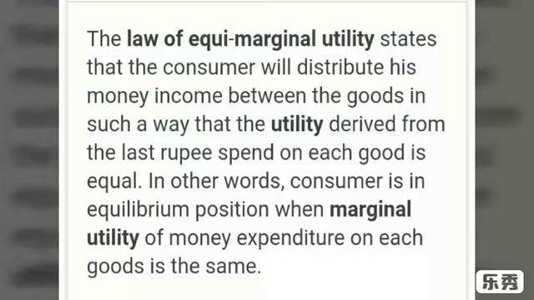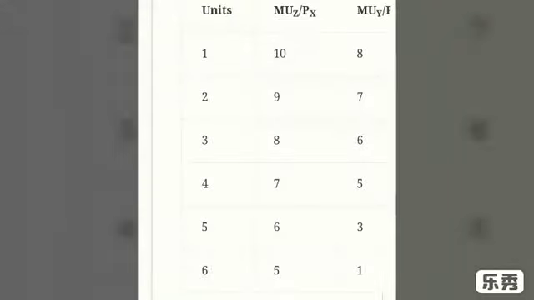Law of Equi Marginal utility. It states that the consumer will distribute his money income between the goods in such a way that the utility derived from the last rupee spent on each good is equal. In other words, the consumer is in equilibrium position when marginal utility of money expenditure on each good is the same.